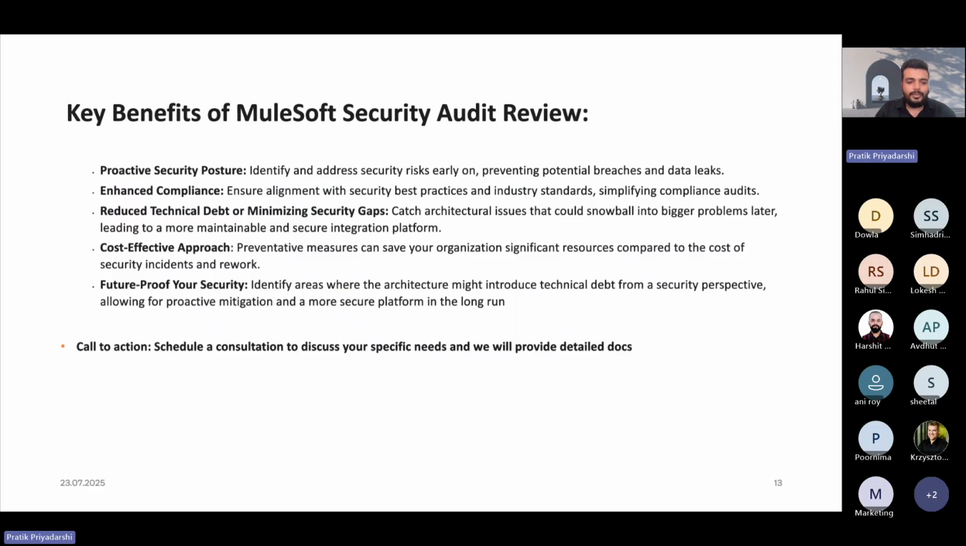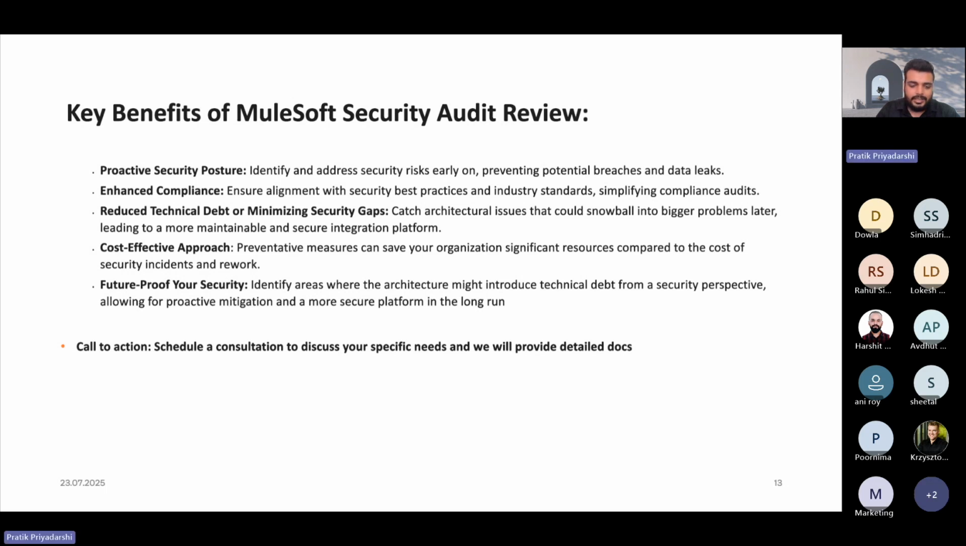So, key benefits of the MuleSoft security audit review. Let's see what is the key benefit that you will get. Bringing the whole thing together, the main question is why you should invest in this MuleSoft security audit review. The answer lies in measurable long-term value. First, it will help you establish a proactive security posture. It will help you identify the risks before they escalate. It will minimize the exposure to breaches and data leaks. It's not about just reacting to incidents, but about preventing incidents altogether.